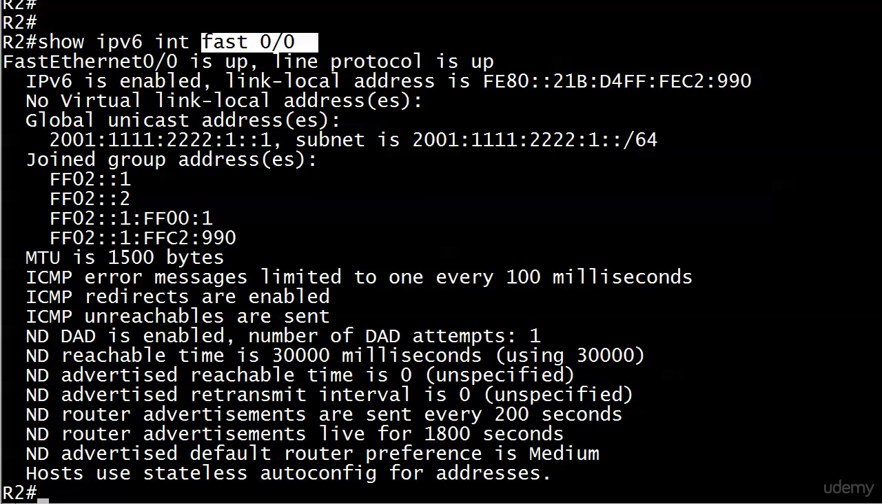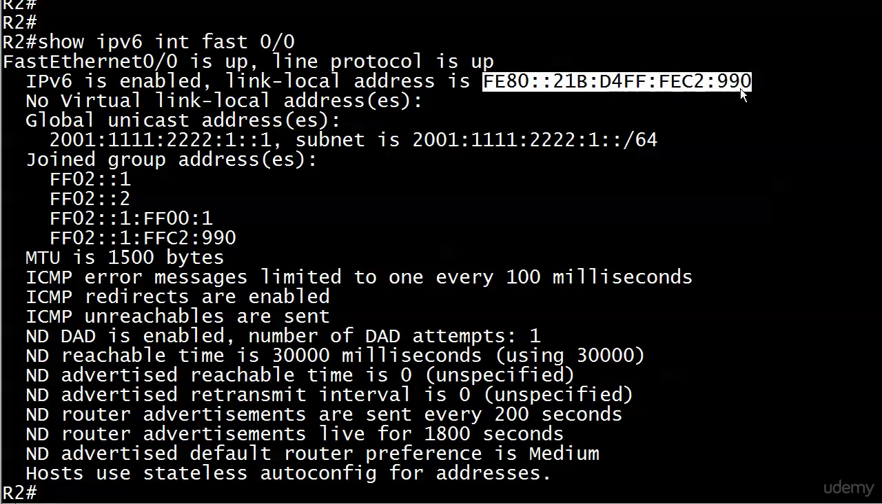Now, of course, on the router right now, we have one interface enabled with IP version 6, so I was just running show IPv6 interface to get you used to that. But as you get more and more interfaces on your router with IP version 6 running on them, then you might want to filter it a little bit just by putting the interface name at the end.